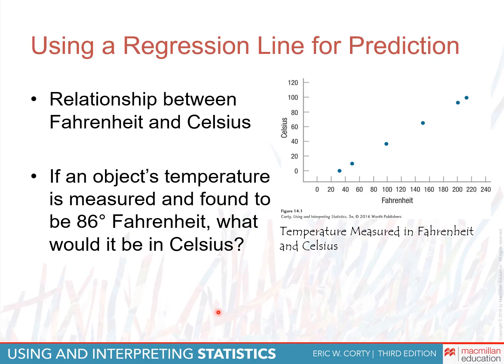And so we can use this line to actually do some prediction. If I know the temperature in Fahrenheit, I can predict what the temperature in Celsius would be. I would just go to about where 86 degrees Fahrenheit is, which is about here, and then look to see where that would correspond to on the y-axis where Celsius is. I would say it'd be somewhere in the 30s or so, maybe 35, maybe 30 degrees Celsius would correspond to 86 degrees Fahrenheit based on these data.